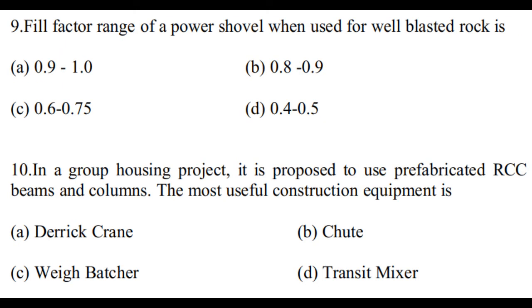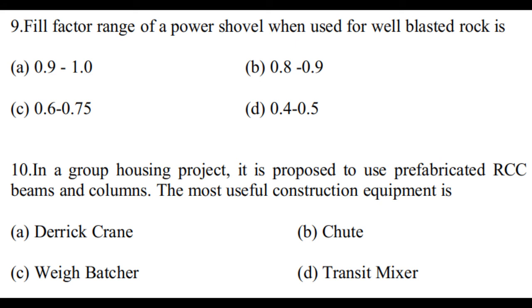Question number 9. Fill factor range of a power shovel when used for a well blasted rock is option A 0.9 to 1, option B 0.8 to 0.9, option C 0.6 to 0.75, option D 0.4 to 0.5. The correct answer is option A 0.9 to 1.